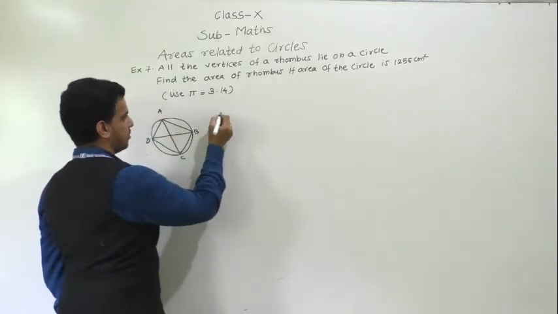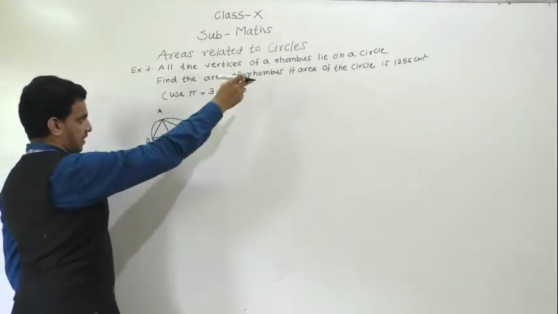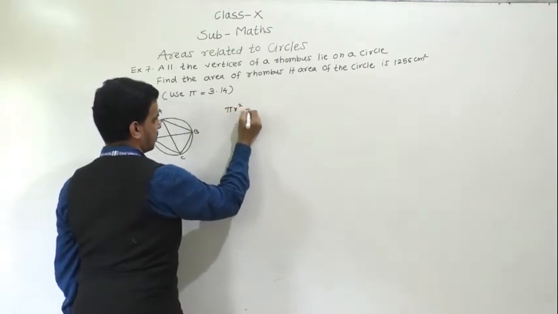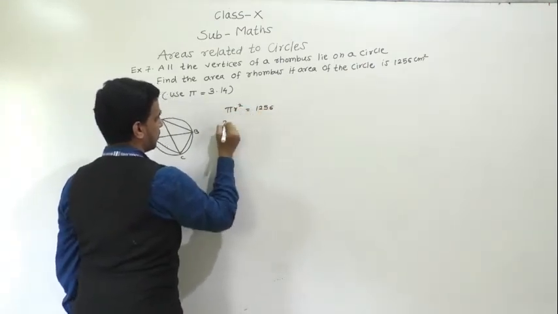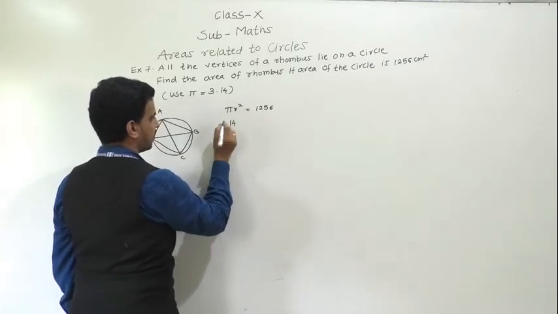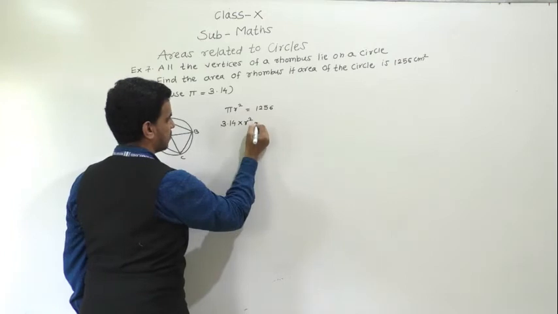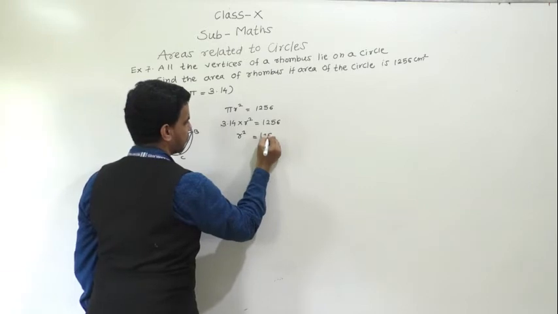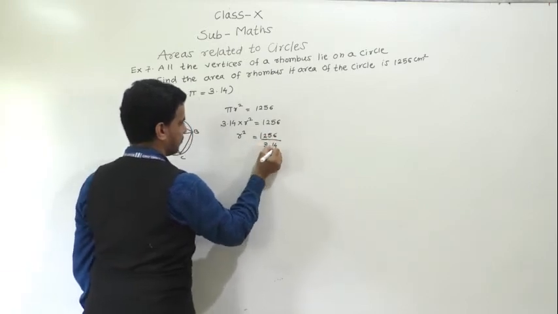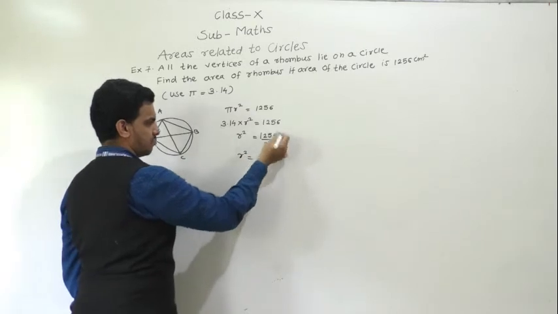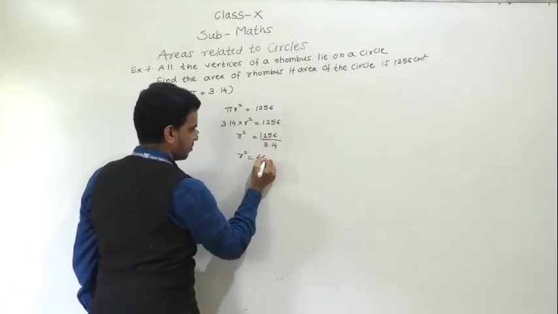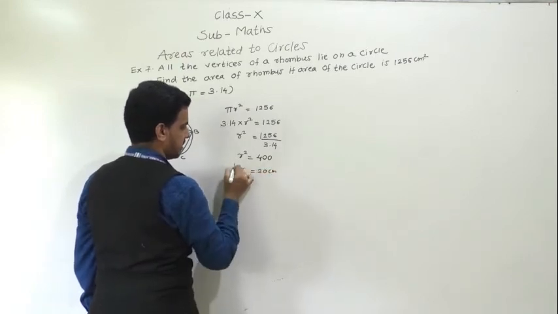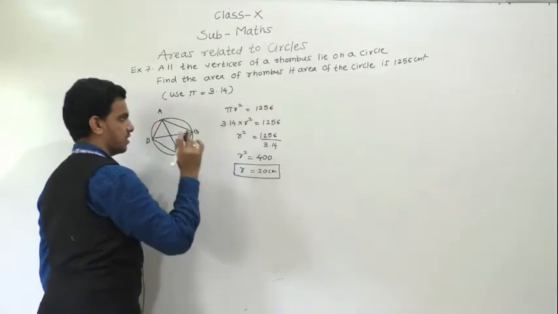Okay, now what is given? Area of circle is given, 1256. So pi r square is equal to 1256. Pi value is 3.14, into r square is equal to 1256. So r square is equal to 1256 divided by 3.14. Okay, so if we simplify this, we will get this value is 400. So r square is equal to 400. R is equal to 20 centimeter. Okay, radius of circle is 20 centimeter.